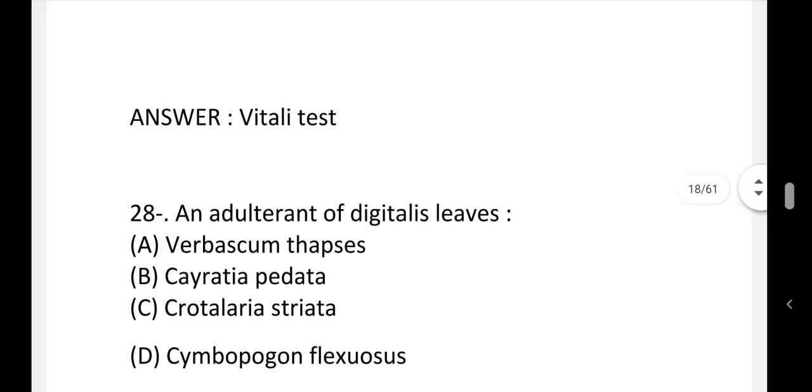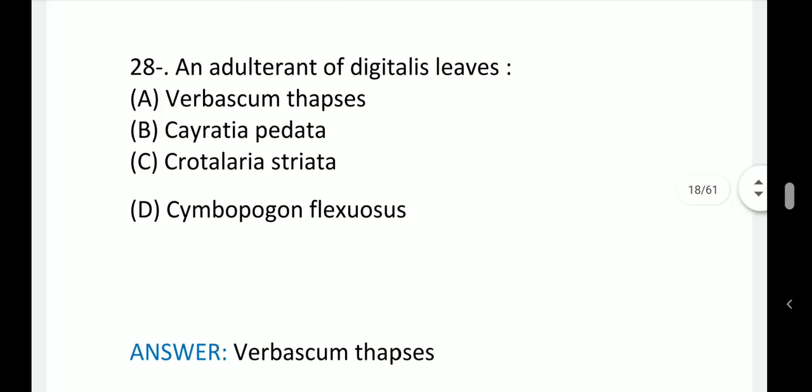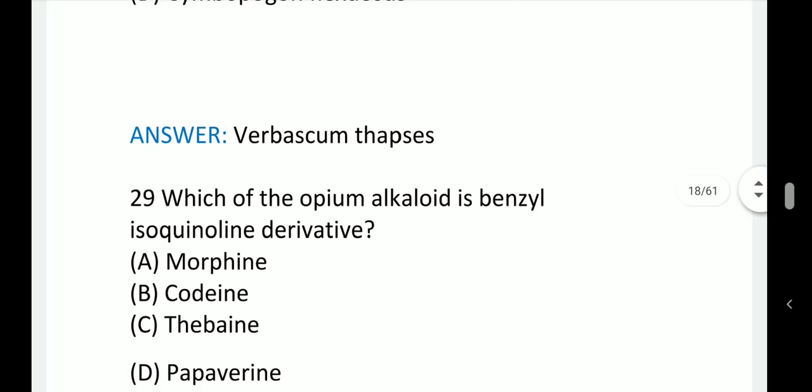Question number 28. An adulterant of digitalis leaves. Option A, Verbascum thapsus. Option B, Chirata pedata. Option C, Crotalaria striata. Option D, Cymbopogon flexuosus. Answer is option A, Verbascum thapsus.